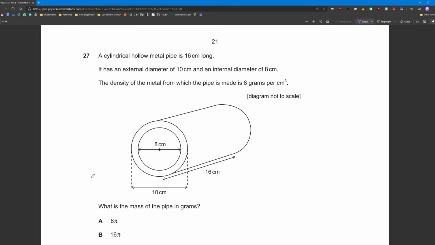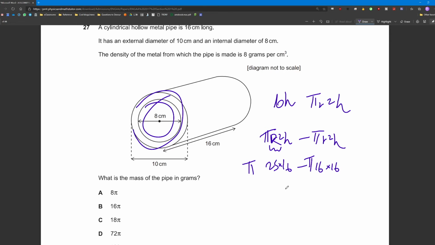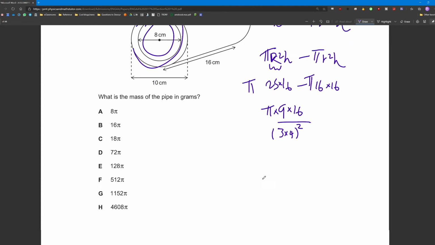So it's the big cylinder minus the little cylinder. A cylinder is base times height, or pi r squared times height. So it's pi big R squared times height minus pi little r squared times height, which is 25 times a height of 16 minus 16 times a height of 16. And 25 minus 16 is 9, so it's pi times 9 times 16, which is 3 times 4 squared, 12 squared, 144 pi.